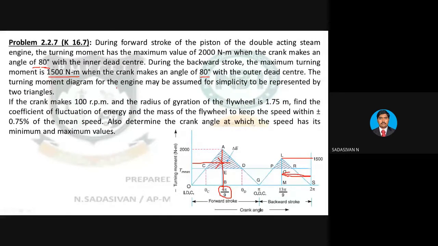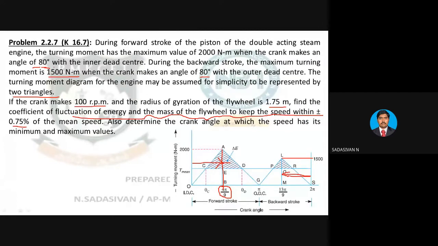The turning moment diagram for the engine may be assumed for simplicity to be represented by two triangles. The crank makes 100 rpm and the radius of gyration of the flywheel is 1.75 meter. Find the coefficient of fluctuation of energy and mass of the flywheel to keep the speed within plus or minus 0.75 percentage. Here, CS is given to you. You are going to find out delta E and use the delta E in the same formula like the previous problem. Find out M. Here M is the unknown quantity.